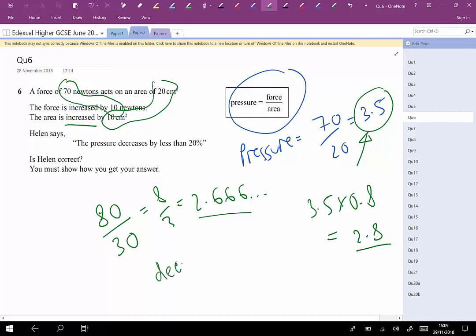Okay, so the pressure has decreased by more than 20%. Decrease by more than 20%. Because 20% would have it go down to 2.8. Anything less than that, you'd get more than 2.8 left. This one's gone all the way down to 2.66666.